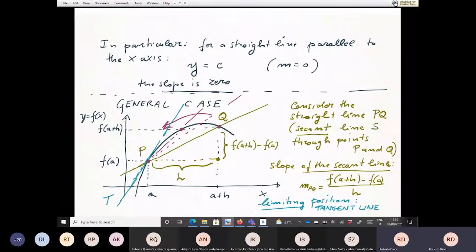This straight line, called the secant line S, goes through points P and Q, and it has this slope. Now, what else in this experiment? H is again an increment. It is positive, but it becomes smaller and smaller. This means that I'm not going to consider an interval of finite amplitude. I would like to know what is the slope at the point P.